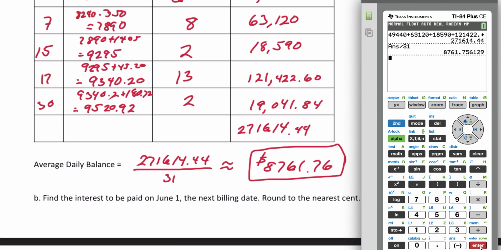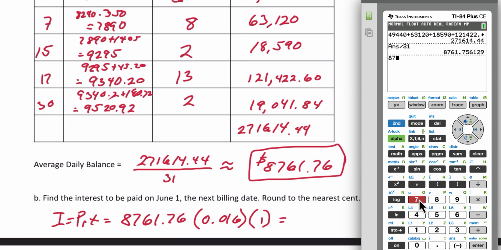To calculate the interest due, we use I equals PRT, the principal being the average daily balance, 8761.76, times the rate, which is 1.6%, times the time. And normally we measure time in years, but for this particular question we're actually measuring time in months. So 8761.76 times 0.016 gives us $140.19.